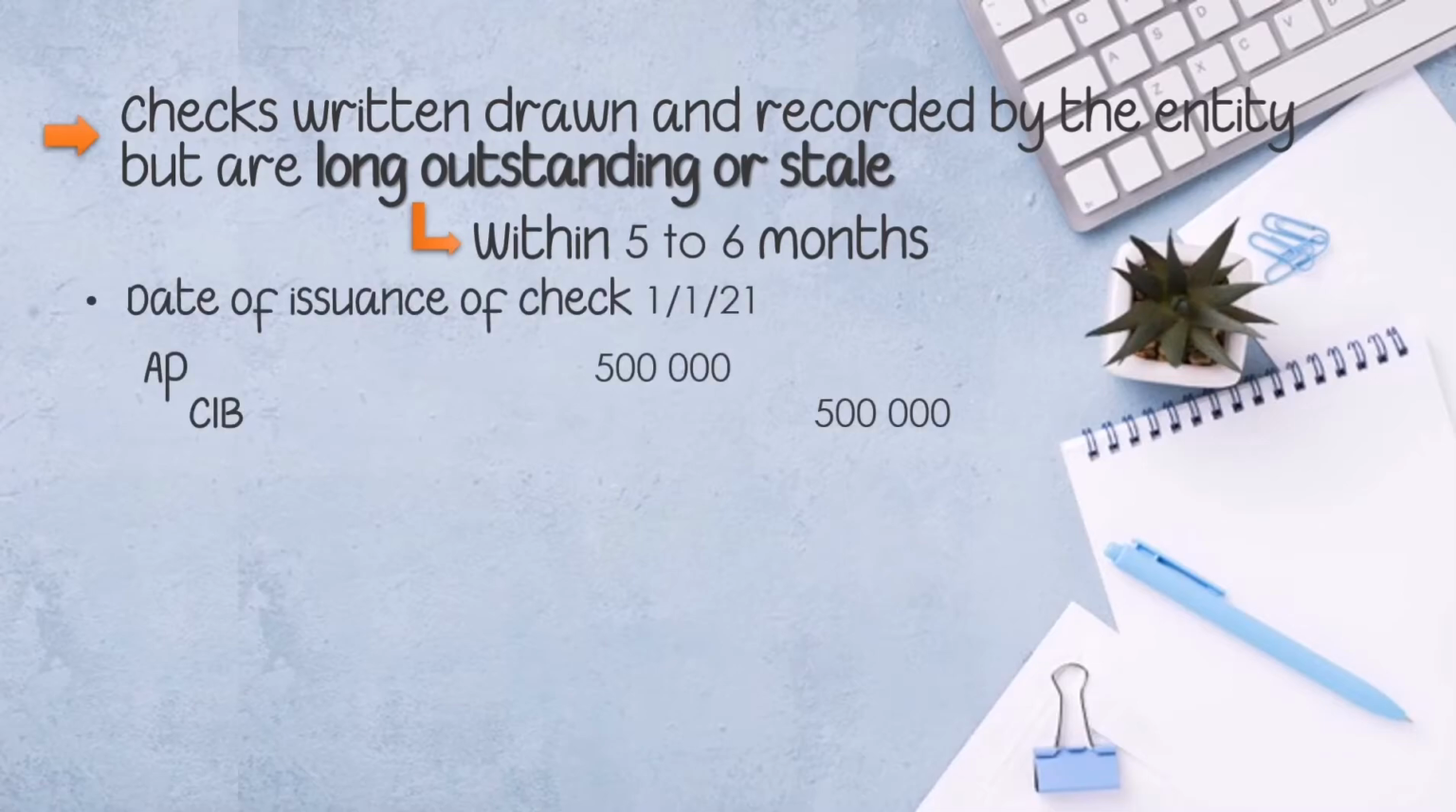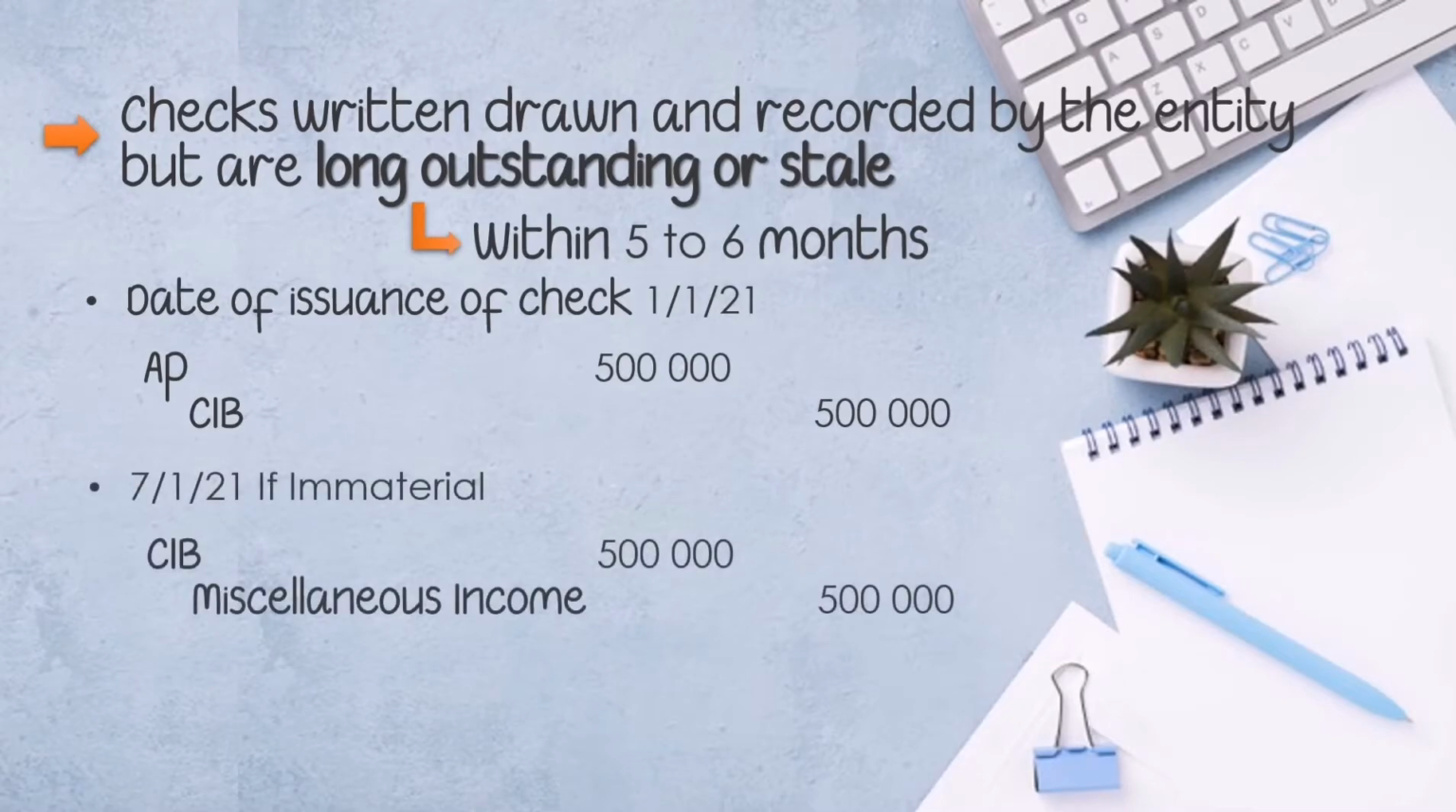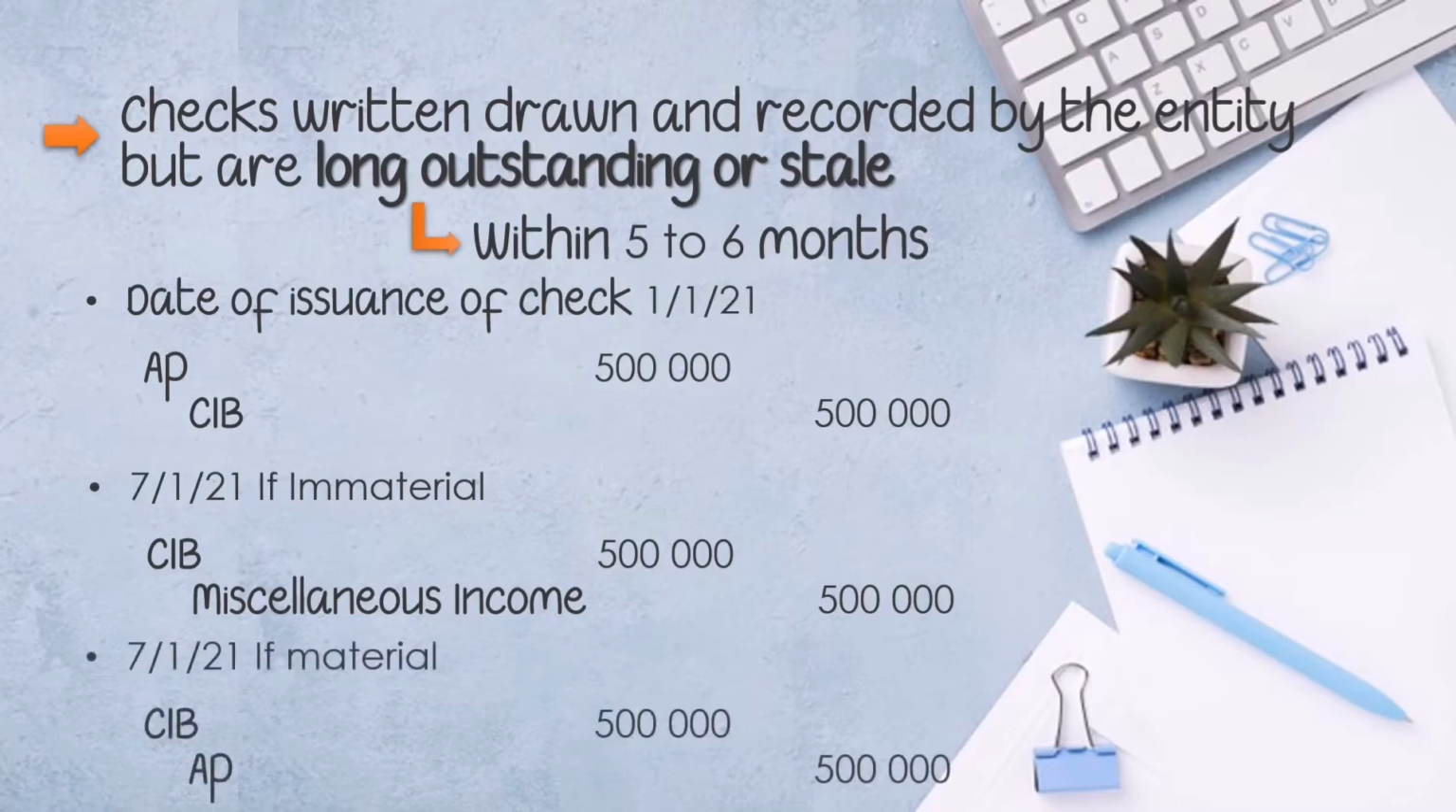So, at the date of issuance of check on January 1, 2021, we debit accounts payable and credit cash in bank amounting to 500,000. So if after 6 months, since it is already stale checks, we add back sa cash in bank and credit miscellaneous income if the amount is immaterial. But if the amount is material and it is silent as to materiality, we just debit cash in bank and credit it back to accounts payable.